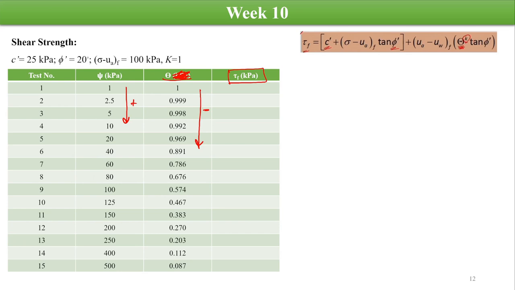So tau f will be found out using this equation. For that, the data is provided as C dash is 25 kPa, phi dash is 20 degrees, sigma minus UA is maintained at 100, and the K value is provided as 1.